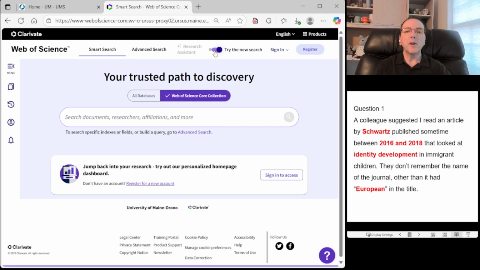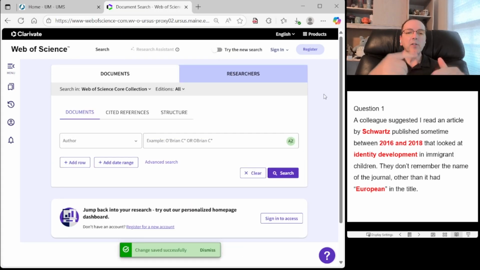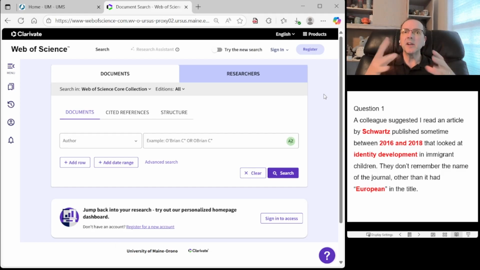Now, remember, we want to turn off the new search using AI. We want to use the queries where we're building it one step at a time, just as a way to learn the reasoning and process of how to construct good queries if you're doing these sorts of searches.